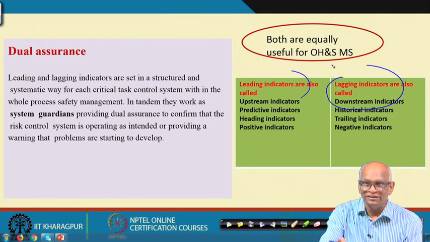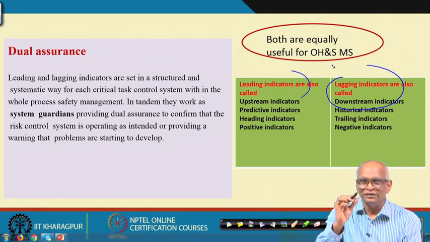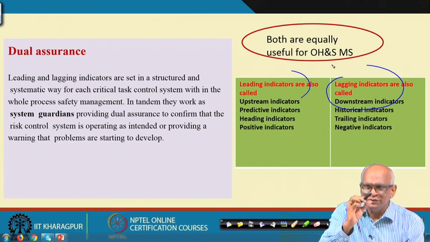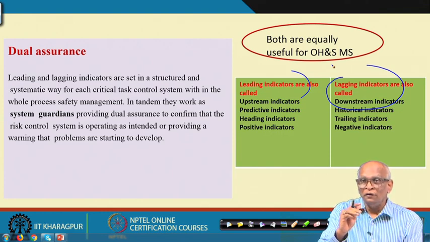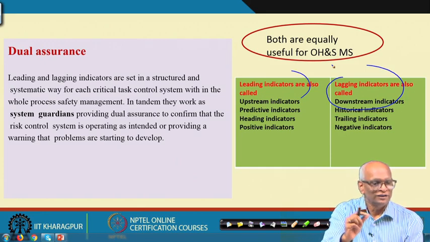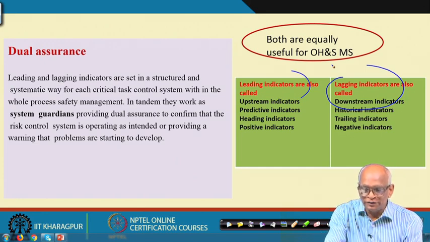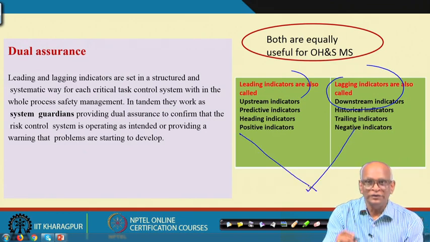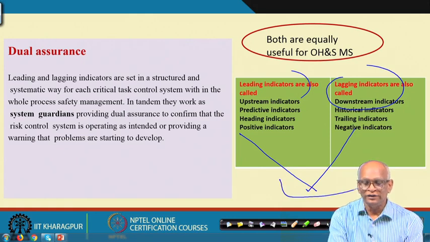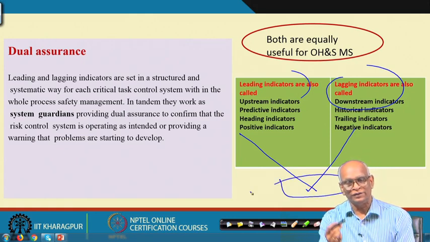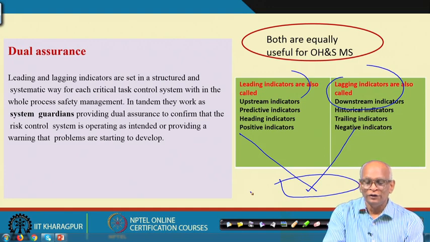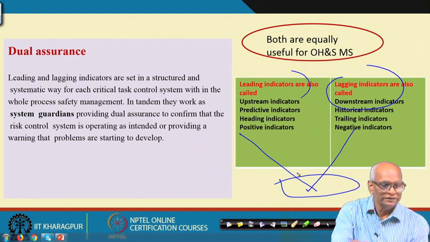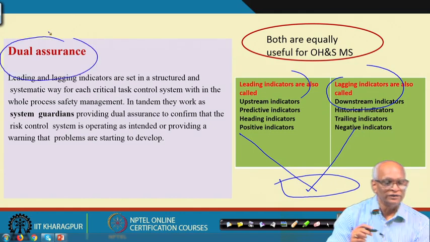Please mind, the lagging indicators we are talking about are not the total failure. They are symptoms, small failures, weakness of the system. We are not talking about failure of the system, we are talking about weakness of the system. You should take the weakness of the system and the effectiveness of the system, and monitor your whole management system. Taking both the weakness and the effectiveness of the system is called dual assurance.